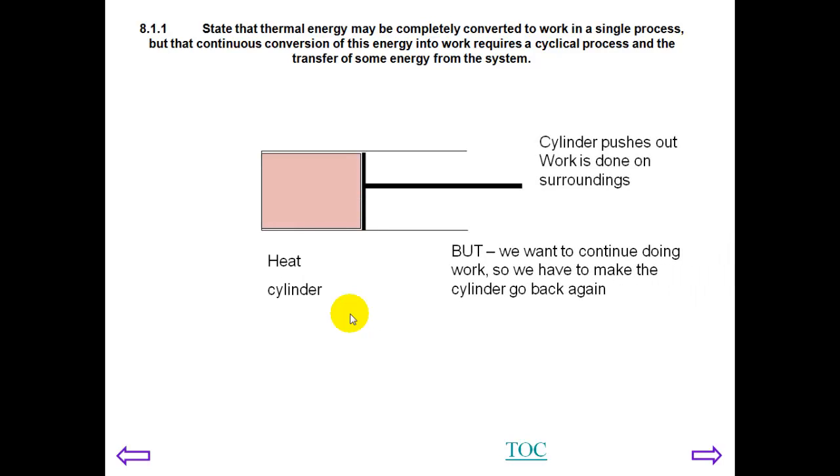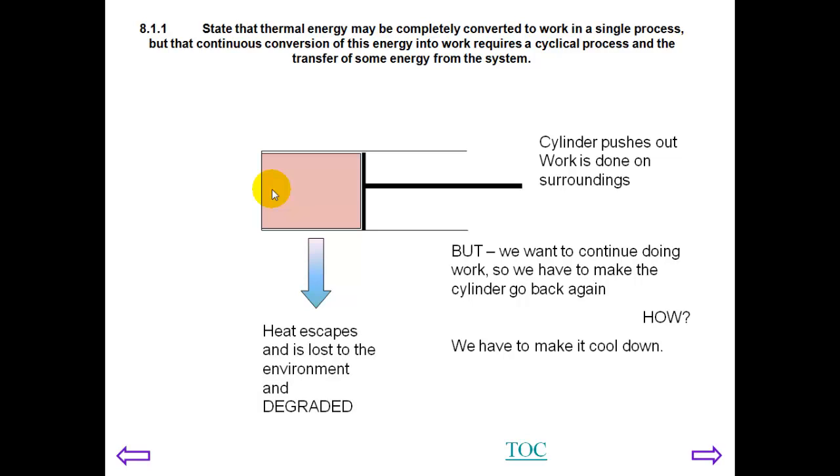However, we want to keep on doing the work and the cylinder is not going to expand forever, so we need to get the cylinder to go back again. How do we make the cylinder go back again? Well, already it's been heated up, so we have to cool it down again. So we take the heat away from it. That's the only way we can make the cylinder contract to its original size. But to remove the energy, we have to degrade it. We have to throw it out into the surroundings, and then when it spreads out, it becomes degraded. So we can get heat to do work, but in doing that, for a cyclical process, we must throw some of the heat away.